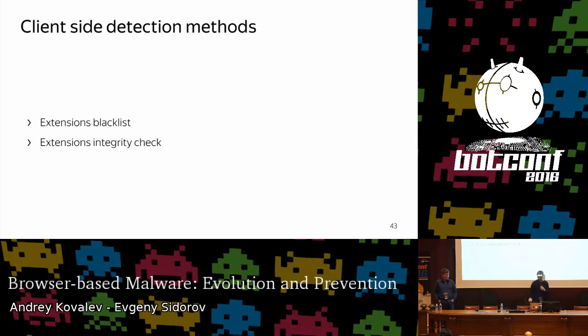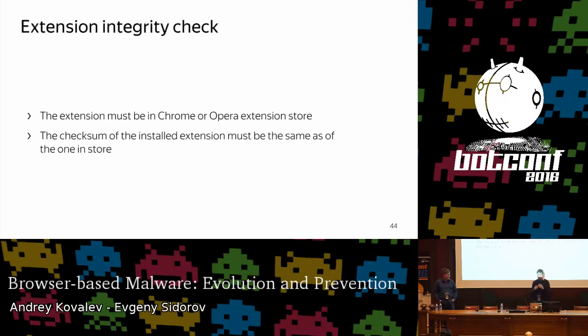So as Andrey said, malicious extensions sometimes take IDs from legitimate extensions, to trick some blacklisting mechanisms and to bypass them. So you can just take this ID, fetch the original extension from Chrome store or Opera store, and check the hash sum of the extension in the user system against the hash sum of the extension from the Chrome store or Opera store. And if they don't match, something is wrong with this extension, and it's a suspicious case.